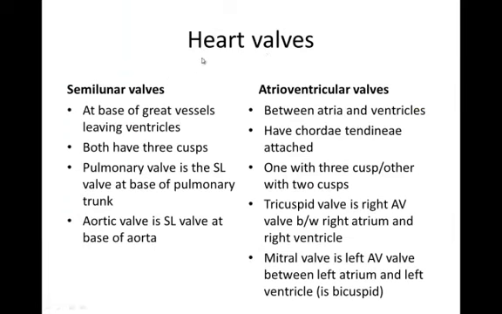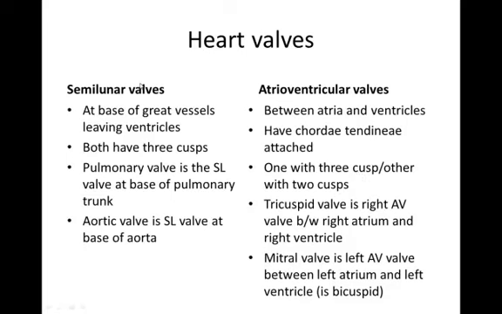So we have 2 different types of heart valves. We have our semilunar valves, and then we have our atrioventricular valves. The atrioventricular valves are between the atria and the ventricles, and the semilunar valves are at the base of the great vessels, leaving the ventricles. We have 4 valves total. 3 of the valves have 3 cusps. Only one of them has 2 cusps.